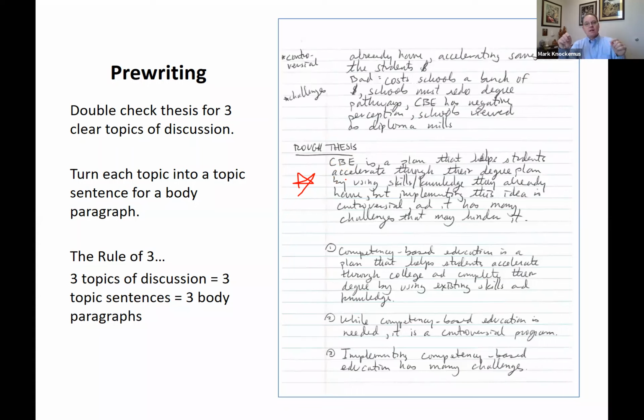So check your thesis for those clearly stated topics of discussion. You're going to have three. Each one is turned into a topic sentence for a body paragraph. So what do I have here? Here I have my topic sentences for my body paragraphs. And this is what we mean by the rule of three. The thesis has three topics of discussion, right? Which gives us three topic sentences for the three body paragraphs. That's the rule of three.